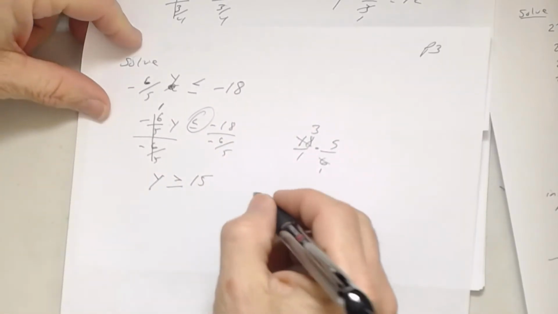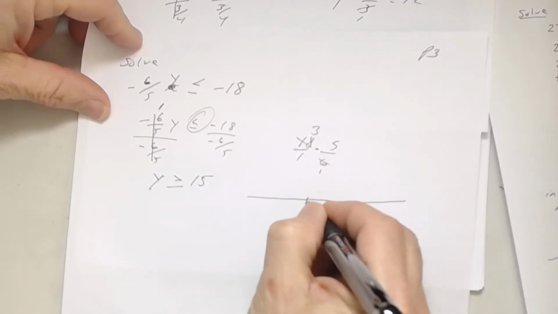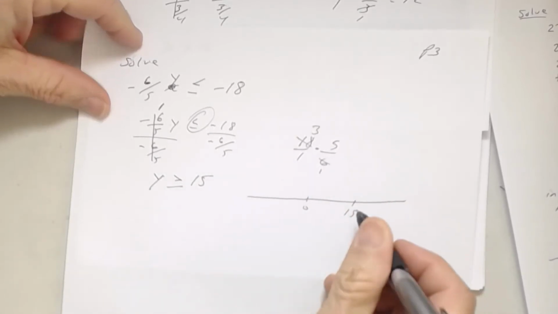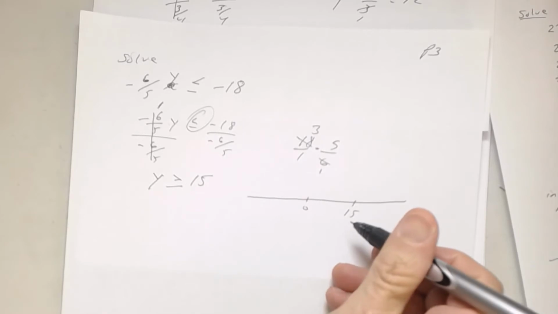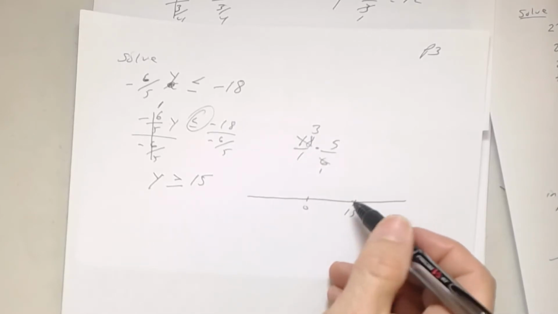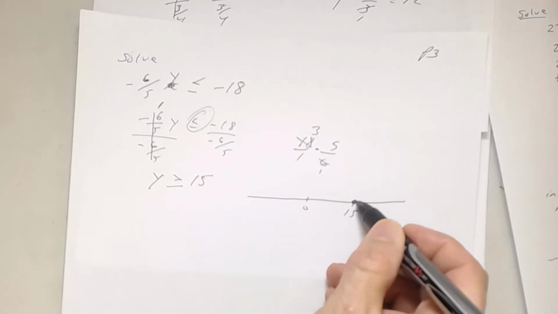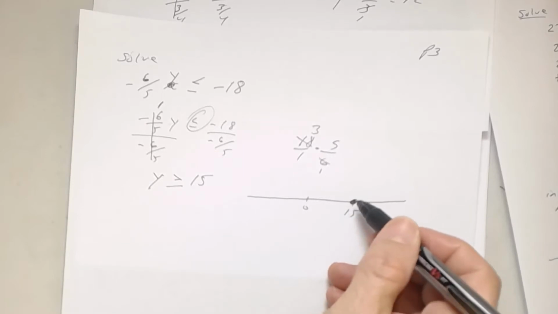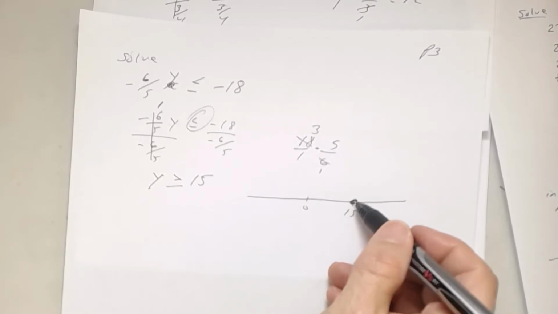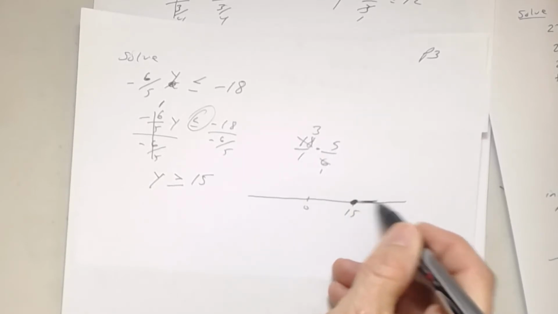All right. Your graph. So this is 15. Is 15 a solution? Yes. So closed circle. And I want my solution to be all the real numbers that are bigger than what? 15, including 15.